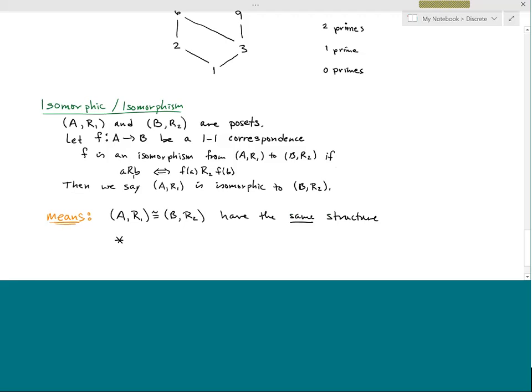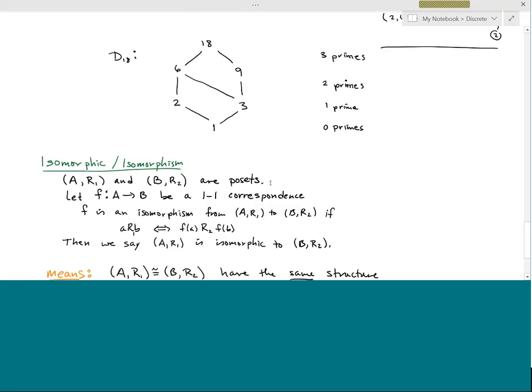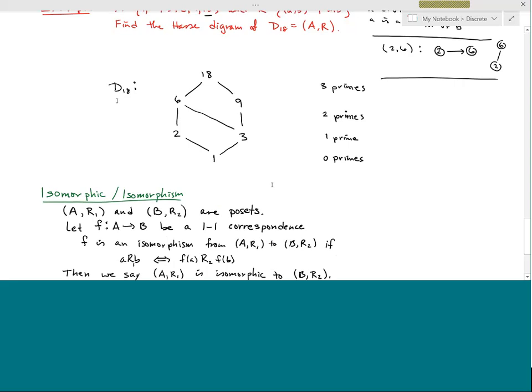Now, there is one change, and the one change is because their building sets A and B here could actually be different sets, so your labels on the vertices of the Hasse diagram may be different, but the actual picture would be the same. So for example, if we found a poset that was isomorphic to D18 that we just drew, the actual picture itself would still look like a hexagonal shape with a line in the middle, but maybe you wouldn't have the labels of 1, 2, 3, 6, 9, and 18. Maybe you'd have different labels on each of these vertices.